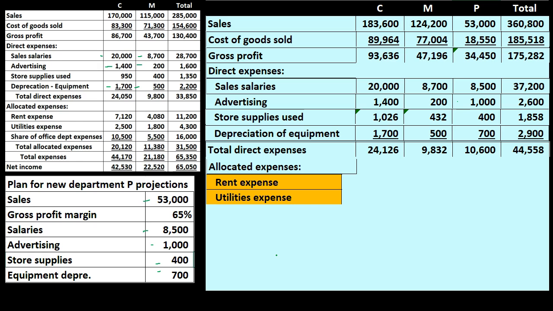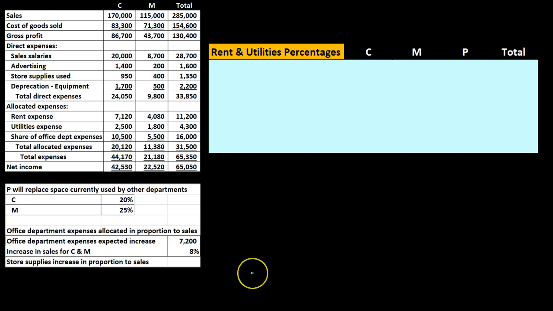We're going to be looking at the rent and the utilities. That's going to be the first calculation we need to take a look at. So to do that, we can look at what we had last time. We had the rent expense and the utilities expense. So we're going to start with the rent here. We're going to say, here's the prior year rent. It was the 7,120 for C and 4,080 for M.